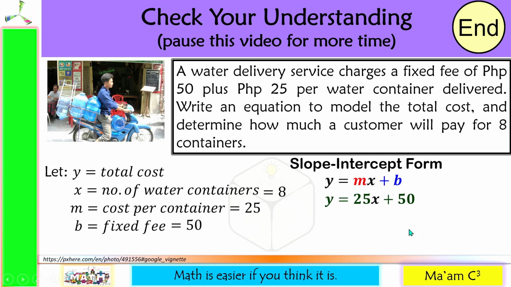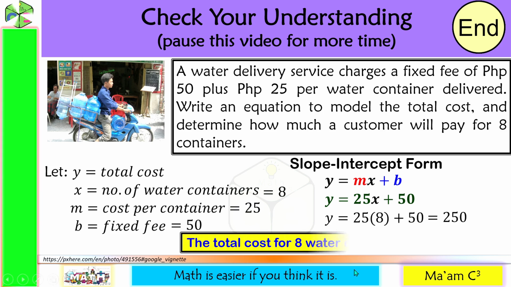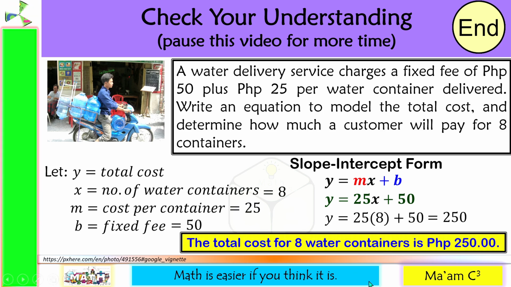Now let us solve for 8 containers. So let us substitute 8 in our x here. 25 times 8 is 200 plus 50 is 250. So it means the total cost for 8 water containers is 250 pesos.